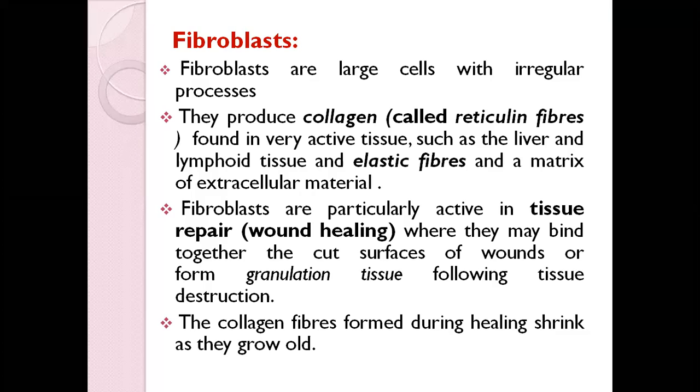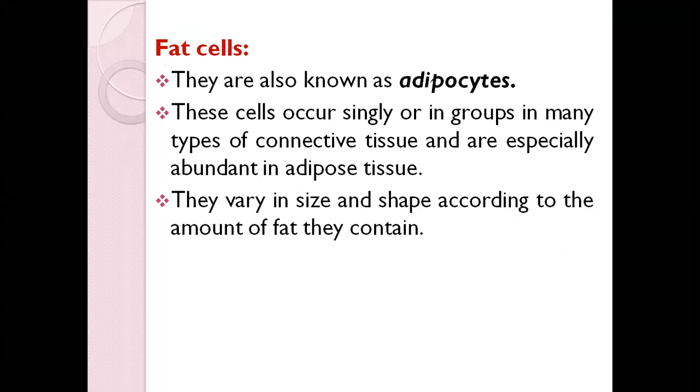Then the next is the fat cells. These fat cells are also known as adipocytes. The other name of fat cells is adipocytes, so whenever you hear the word adipocytes, you should automatically know that this is the other name of fat cells. These cells can occur singly, or they can be attached in groups in many types of connective tissues, and they are especially abundant in the adipose tissue. Even this adipose tissue is one type of connective tissue which we will discuss later.